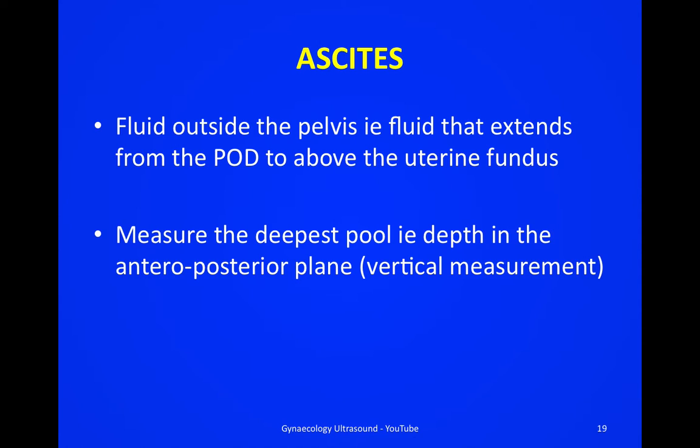Ascites is fluid outside the pelvis, that is, fluid that extends from the pouch of Douglas to above the uterine fundus. You measure the deepest pool, that is the depth in the anteroposterior plane. It's a vertical measurement.